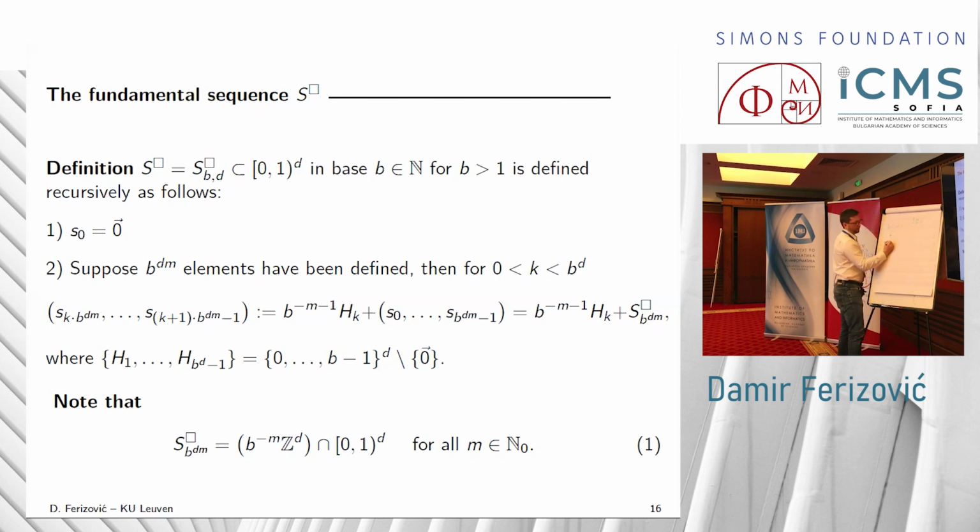The first element is S0 here. So the next element is we take hk, which should be between 0 and 1 to the power of 1 without the origin, which is just 1. And we scale it by b to the m minus 1. In this case, it's 1/2. So we just shift the previously generated set by 1/2. So this is S1.